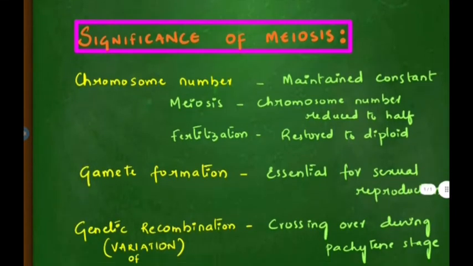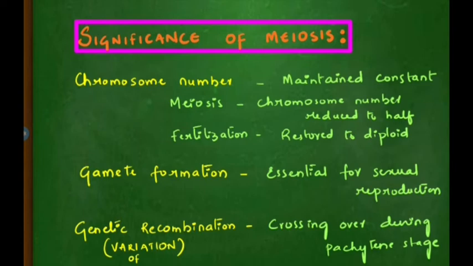And the significance of meiosis: the chromosome number is maintained constant. If you see the chromosome number when it was in the diploid state, it is in the 2n condition. If those two gametes fuse, then it will become 4n, and the organism cannot sustain. So meiosis ensures that the 2n is maintained from one generation to another generation. Mitosis maintains the same chromosomal number.